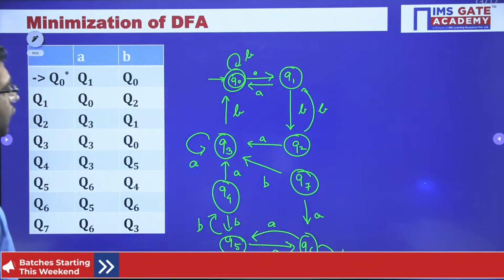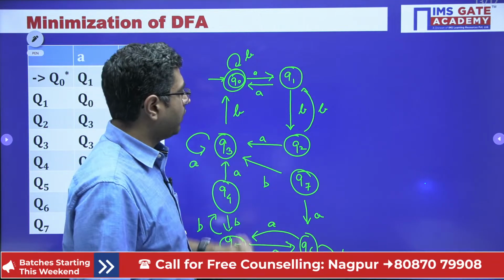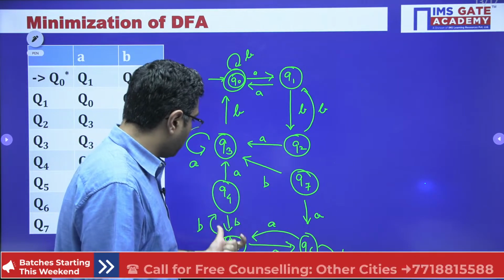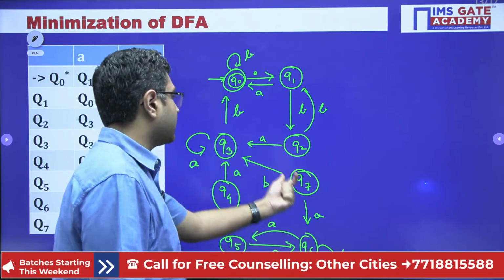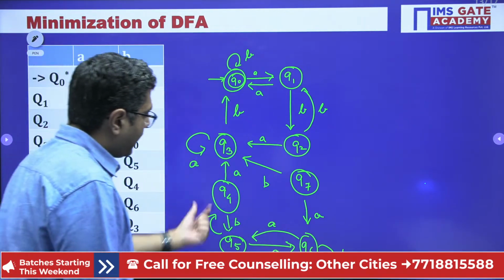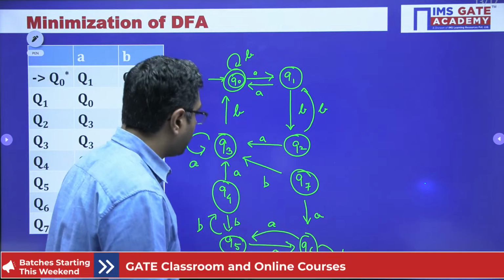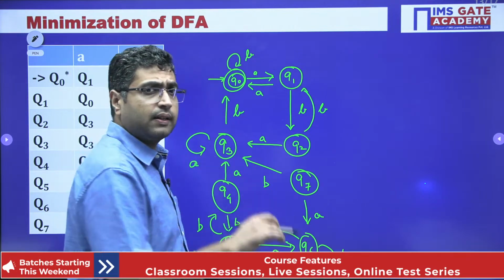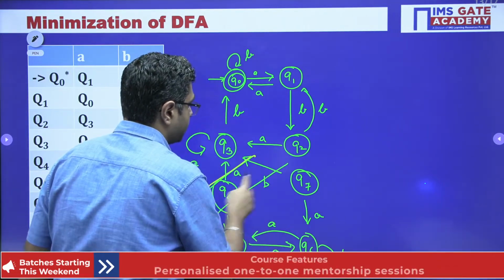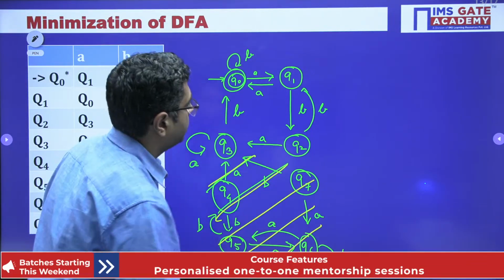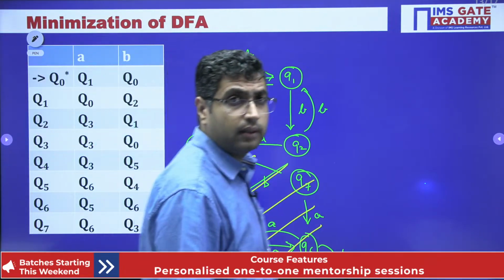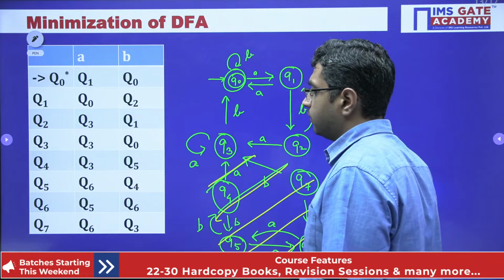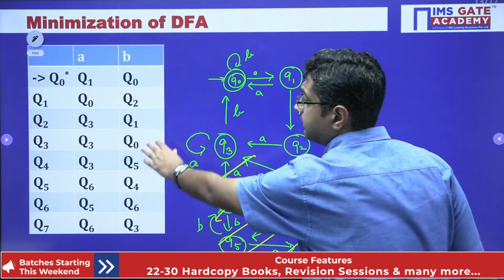Right. Now if you see this diagram, Q1 is reachable, Q2 is reachable, Q3 is also reachable. But this entire section of Q4, Q5, Q6, Q7 is not reachable. You can neither come to Q4 nor Q5 from the initial state, and nor Q6 and nor Q7. So this entire section is going to be an unreachable section. So what you will be left with? Q0, Q1, Q3, Q2.